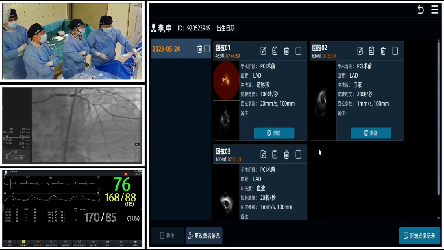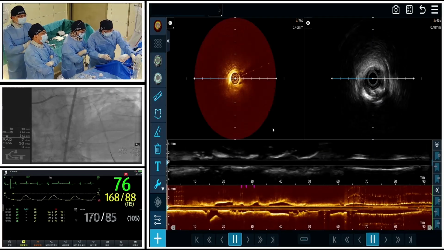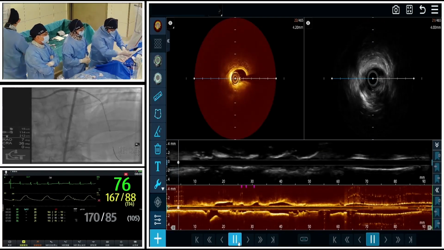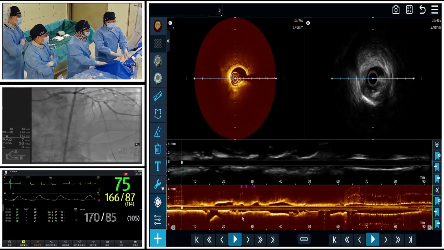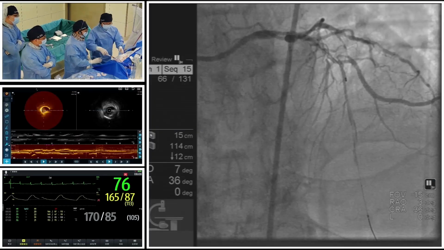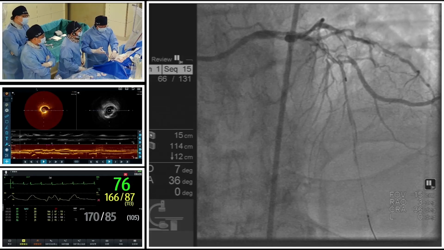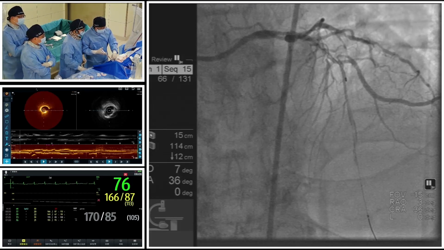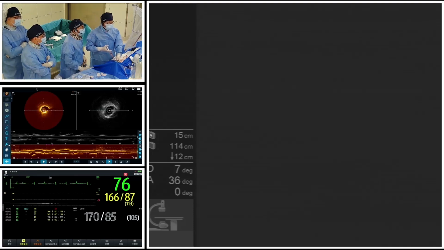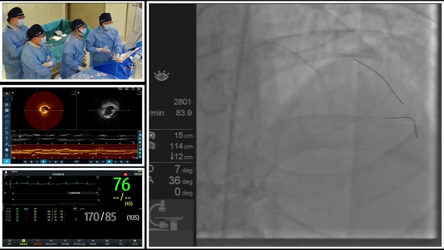Okay, thank you, Dr. Li. For me, this is a very interesting case because this is a typical left main bifurcation with a very severe calcified lesion. Just like the demonstration by Dr. Li, we checked that there is a very severe calcified plaque at the distal left main and also at the trunk of the bifurcation.